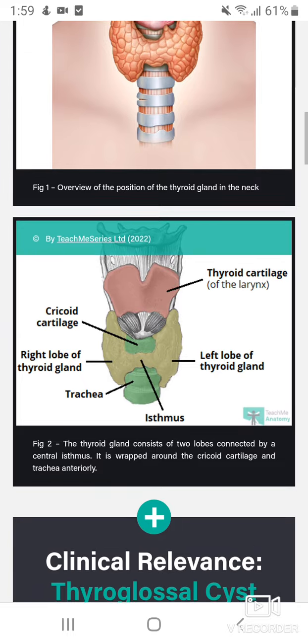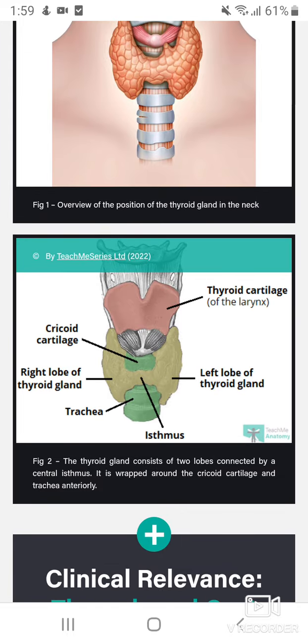In the picture, first of all, the upper portion is the thyroid cartilage of the larynx, next the cricoid cartilage, then the left lobe and right lobe. Then at the end you can see the trachea and isthmus.